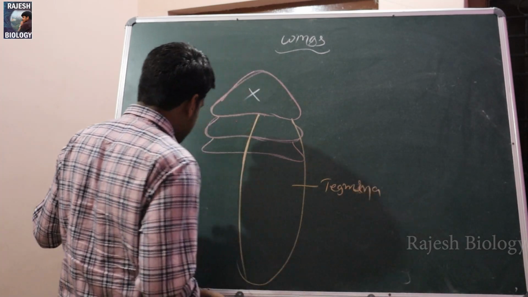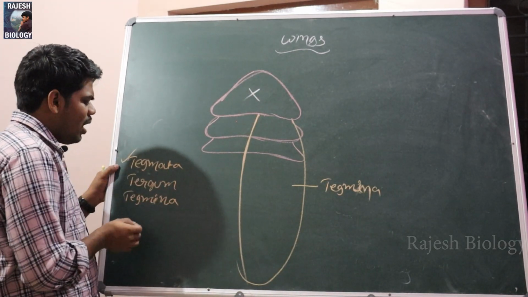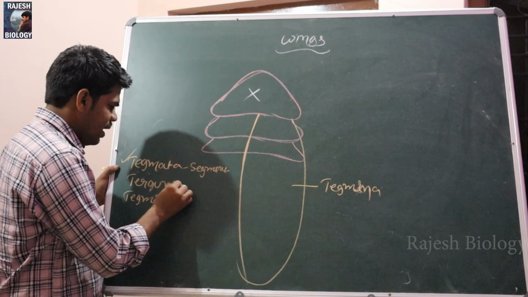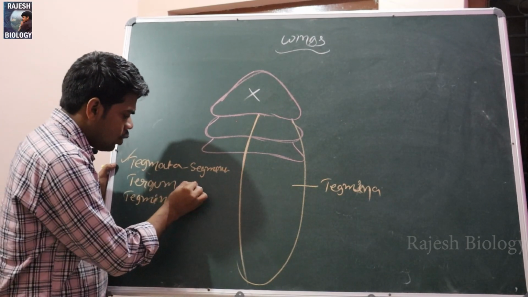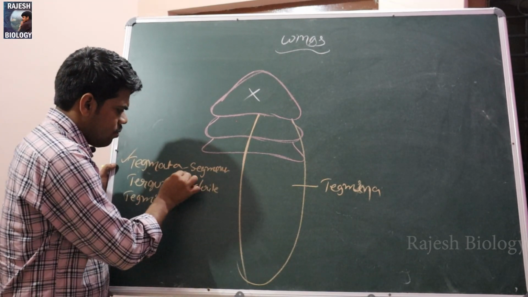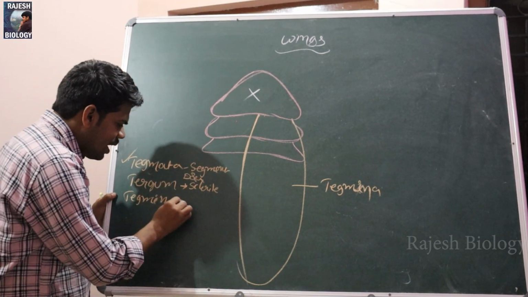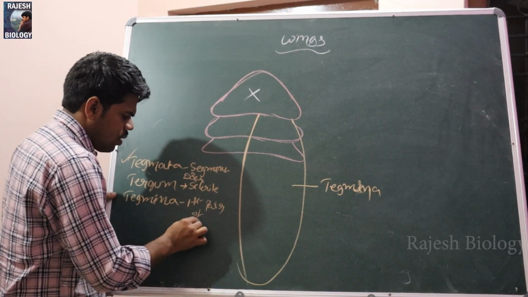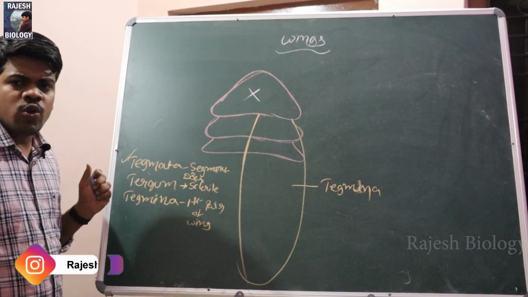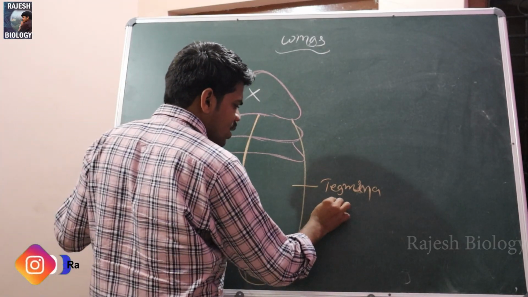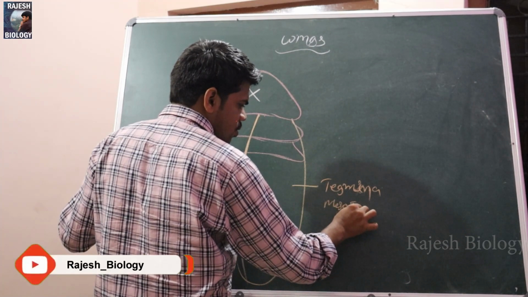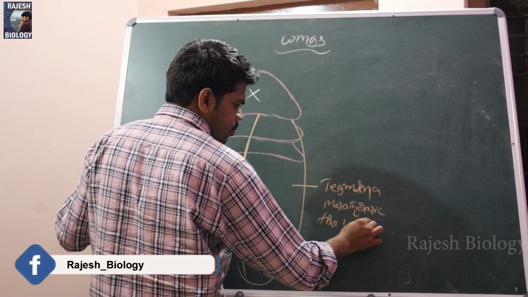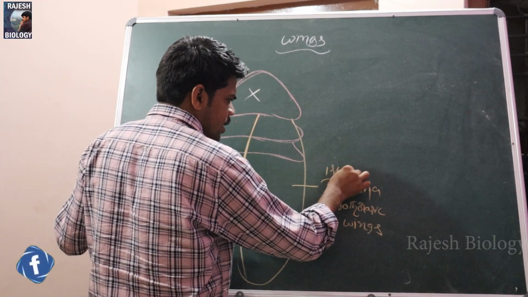Dorsal first pair of wings is called what? Tegmina. Tegma or tegmata means segment. Tergum means sclerite, that too dorsal sclerite. Tegmina means first pair of wings. It is also called mesothoracic wings or forewings, the first pair of wings.